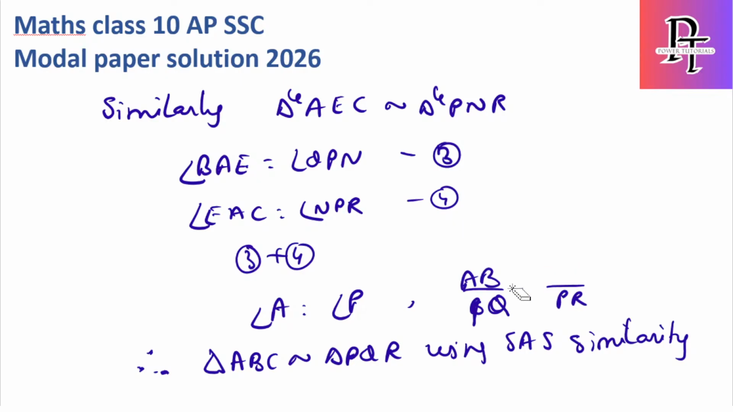Okay, write it neatly. AB by PQ is equal to AC by PR. Okay, I can understand this is lengthy, but for this type of question you have to write all the steps because it is an 8 marks question. Okay, let's move to the next one.